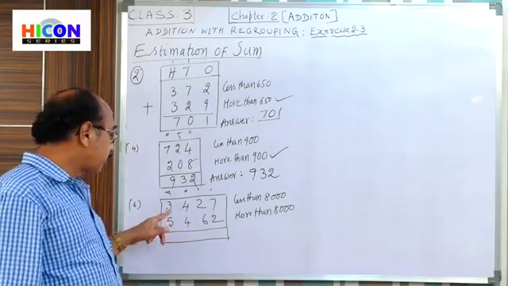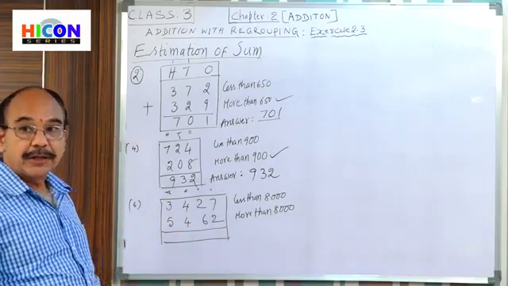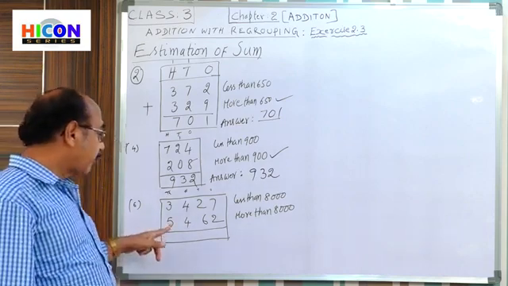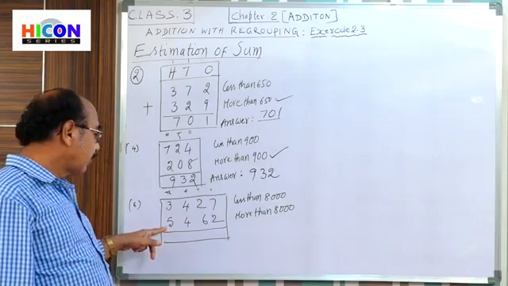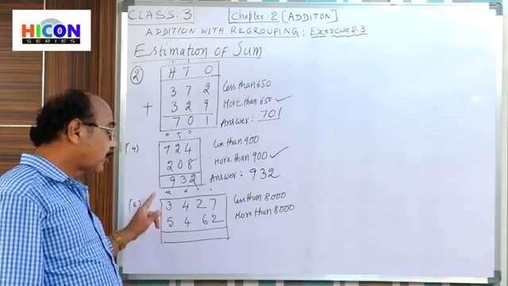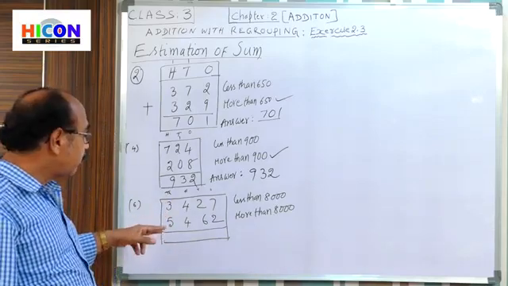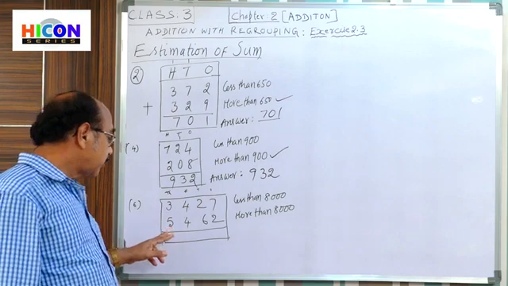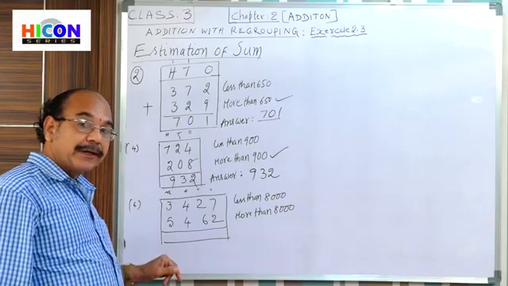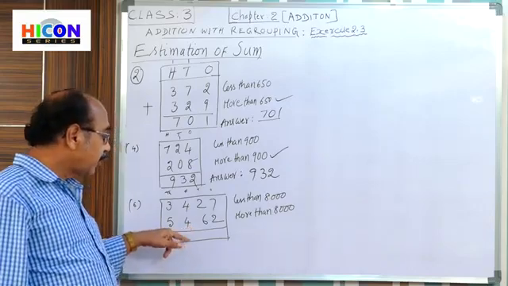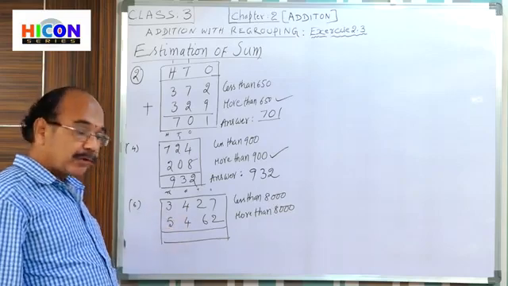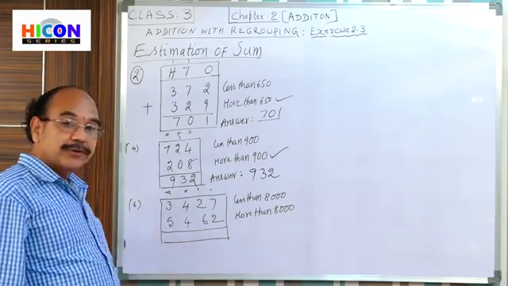Now come to this. Here, in the first number, how many thousands are there? 3000s are there. Now in the second number, how many thousands are there? 5000s are there. 5000 plus 3000, total is 8000. In both the numbers, 8000s are there. In the first number, 400s are there. In the second number, 400s are there. In both the numbers, totally how many hundreds? 800s.